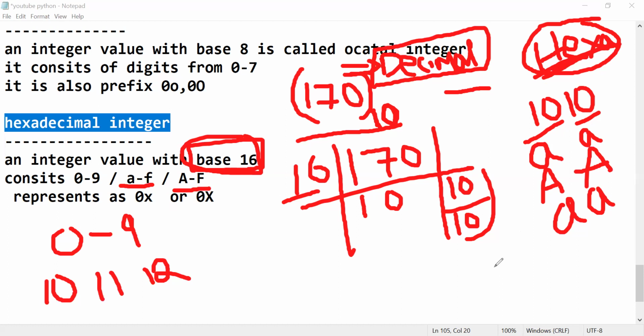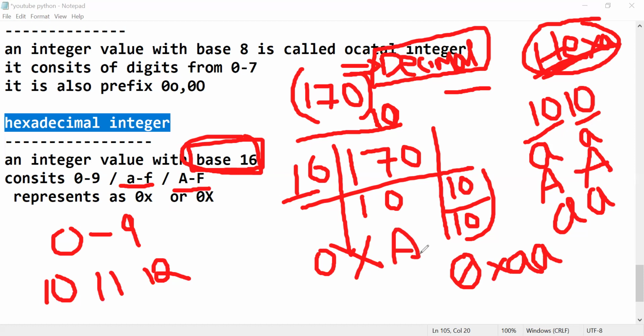We can also represent this output as 0 small x and small a, guys. We can also represent it as 0 capital X and capital A, guys. This is the output of the hexadecimal integer.